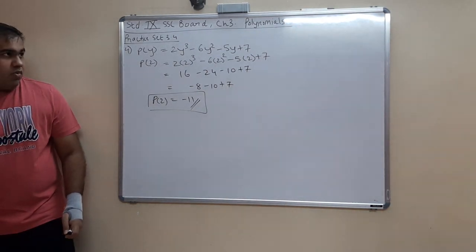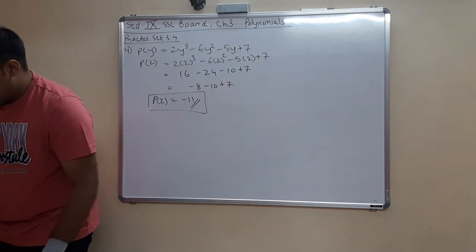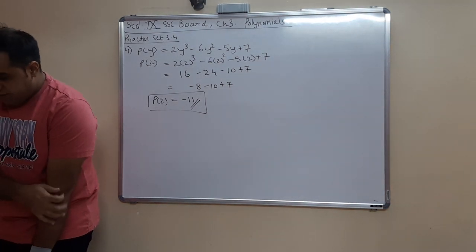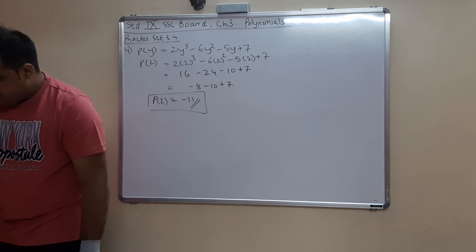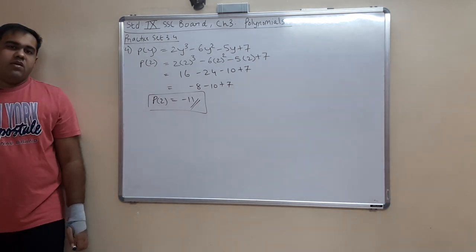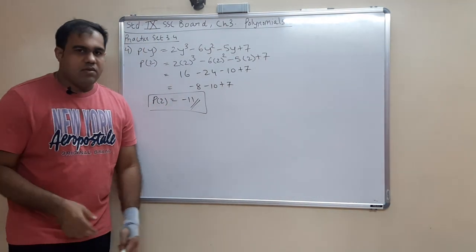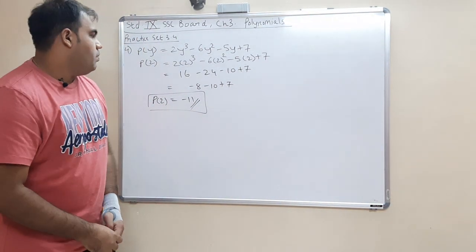So if you have taken down question 4, that is the end of practice set 3.4. And then we move on to practice set 3.5. So 3.4 is the smallest exercise, which is done. So please take it down.